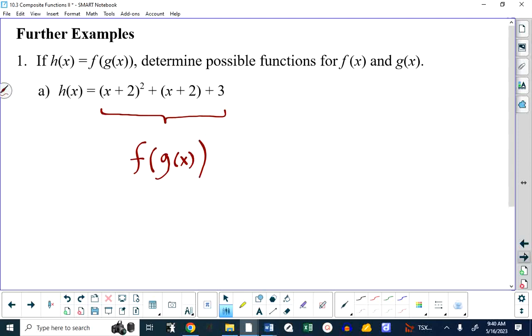But I'm curious, does anybody know what two functions I could create so that the input of the second function yields, let me repeat that. We're looking for two functions where if I feed one of the functions into the second function, I get that. Yeah. X plus 2 for g. Okay. X plus 2 for g of x. X squared plus x plus 2. Excellent.